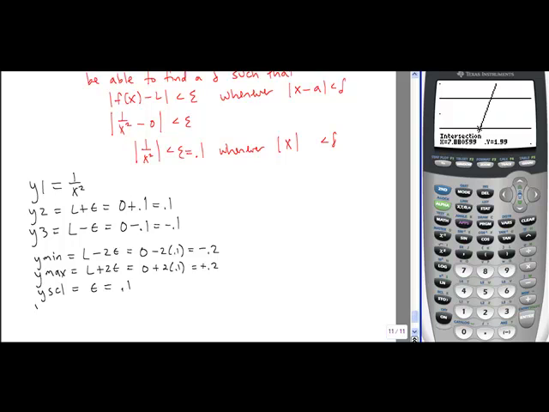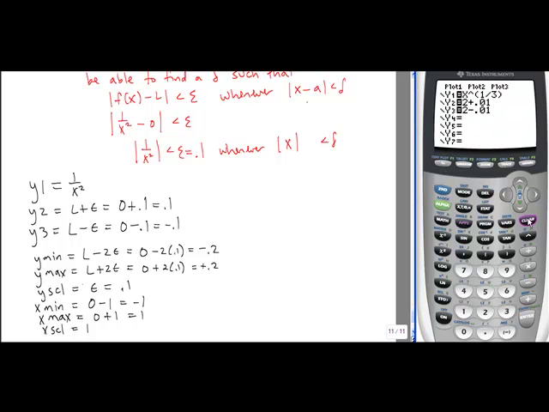Then for our x's, remember that we're looking at this as x approaches 0. So we want to center our window around 0. So we want to go 1 to the left of 0, so negative 1. And then we want to go 1 to the right of 0, so 0 plus 1, which would be 1. And our x scale is just going to be 1. So let's type all of that into our calculator and see what picture we come up with.